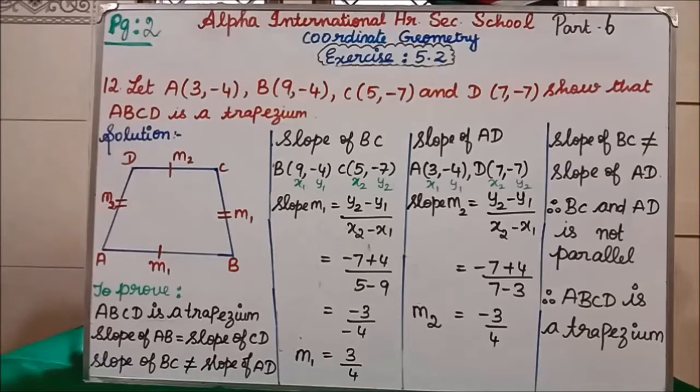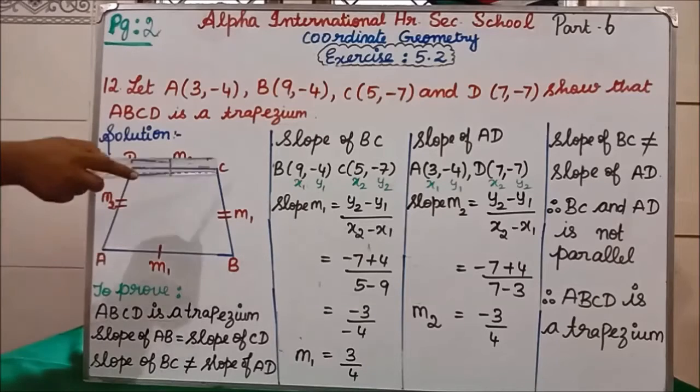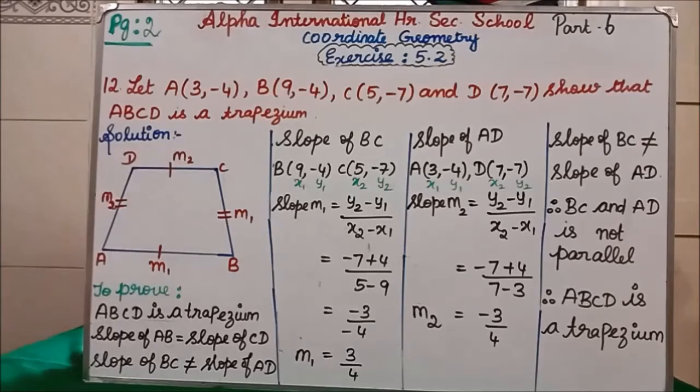Here, students, in a trapezium only one pair of sides will be parallel and the remaining two sides are not parallel. That is what we have proved. And in the last line we have written, therefore ABCD is a trapezium. Clear students? Next we will see question number 13.